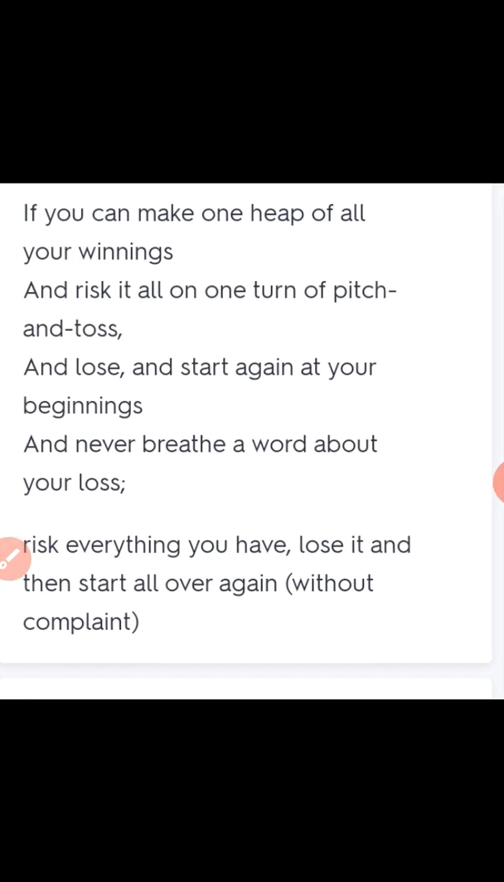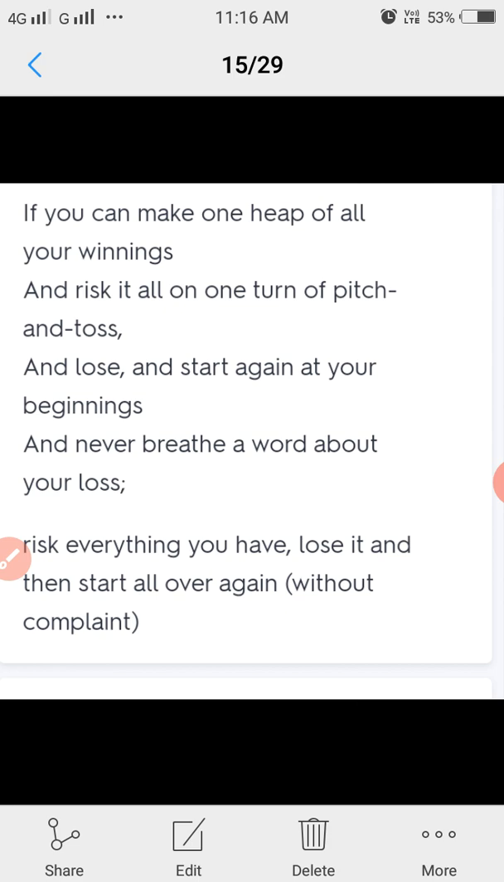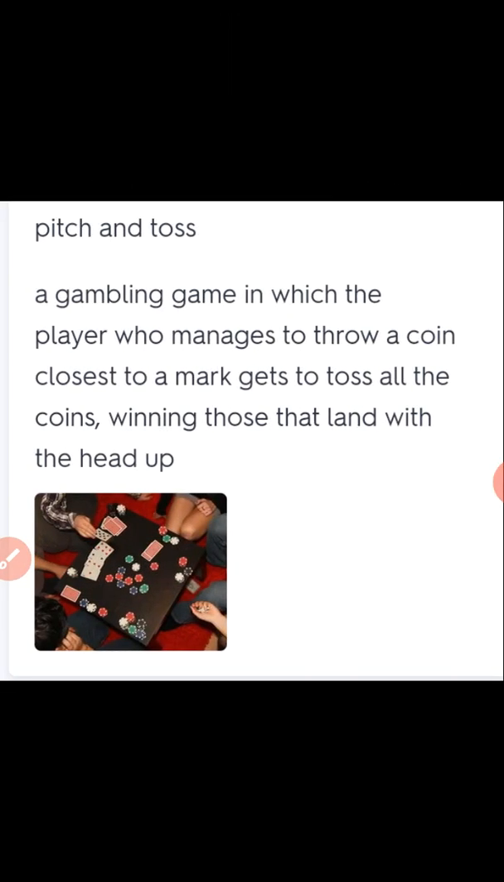Yes? Now, see the next paragraph. If you can make one heap of all your winnings and risk it all on one turn of pitch and toss, and lose, and start again at your beginnings and never breathe a word about your loss. Risk everything you have, lose it, and then start it all over again. Means you'll have to start your graph again from zero. Yes? Now pitch and toss is a kind of gambling game in which the player who manages to throw a coin closest to the mark gets to win all the coins, winning those that land with the heads up.